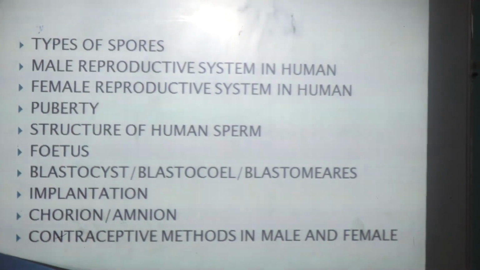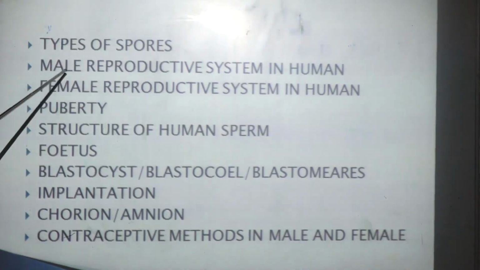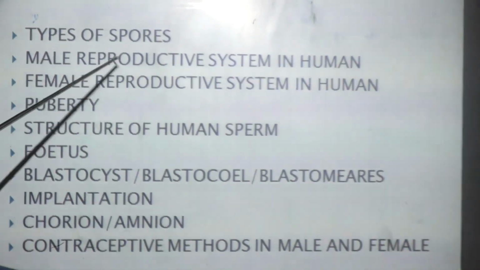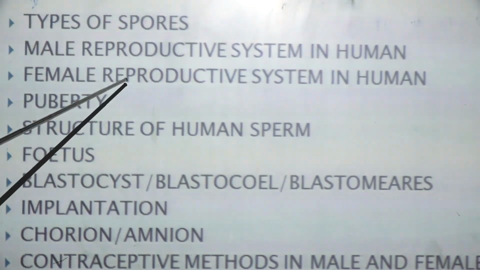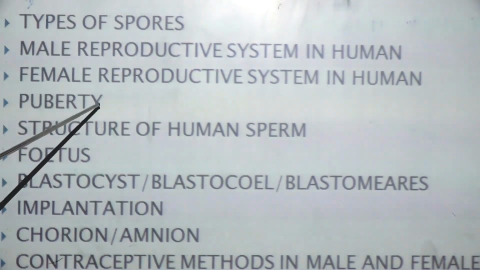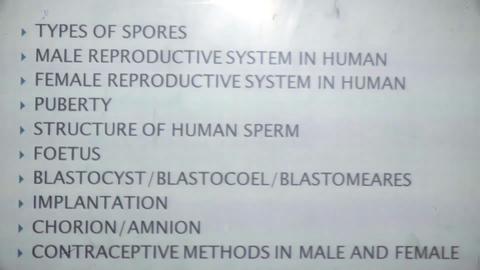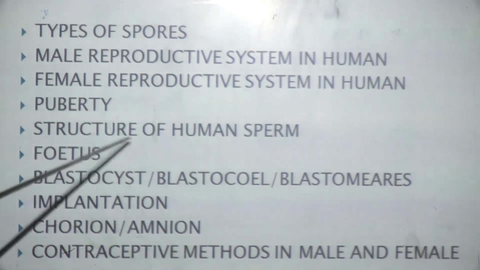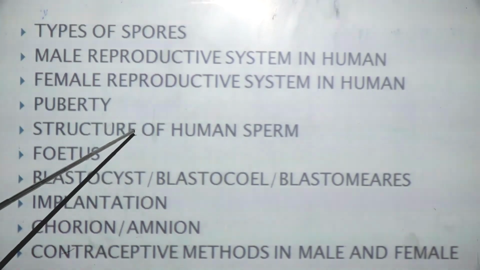And let me take up the types of spores. Two types are there, sporangiospores and conidiospores. As I showed before, the male reproductive system, you have to write the answer and try to draw the diagram also. And the female reproductive system. And what is puberty? Puberty means what? You have to write the answer in one sentence or two sentences. Then the structure of human sperm, you have to draw the diagram and try to write the answer.